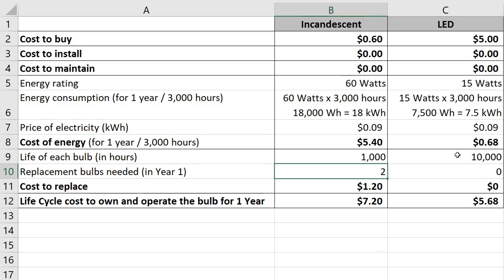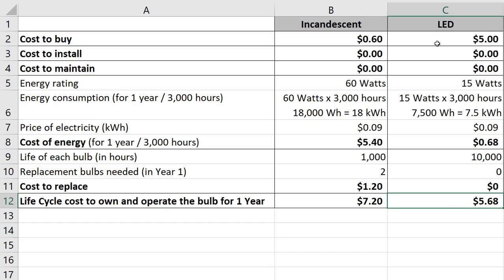Okay, so now I have my cost to buy, cost to install, cost to maintain, cost of energy, and cost to replace, and I add all of those up. For the incandescent bulb, the life cycle cost to own and operate the bulb for 1 year is $7.20, versus the life cycle cost to own and operate the LED bulb for 1 year, which is $5.68.